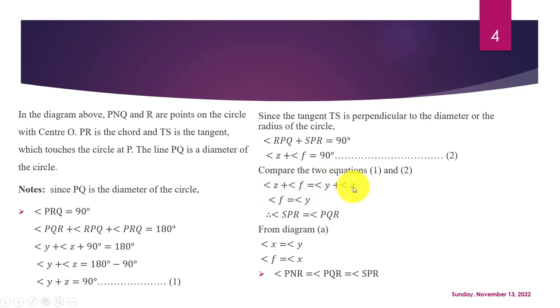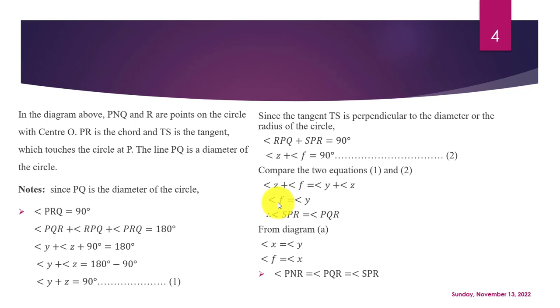So we moved angle Z from the right hand side to the left hand side, making angle Z minus angle Z, so we get 0 from that side. And that is why we had angle F is equal to angle Y. Therefore, angle SPR is equal to angle PQR.